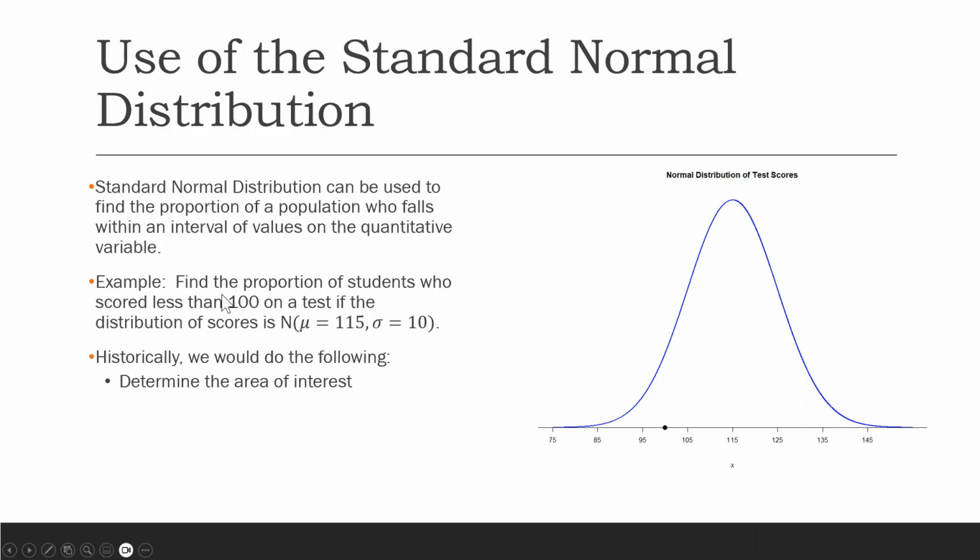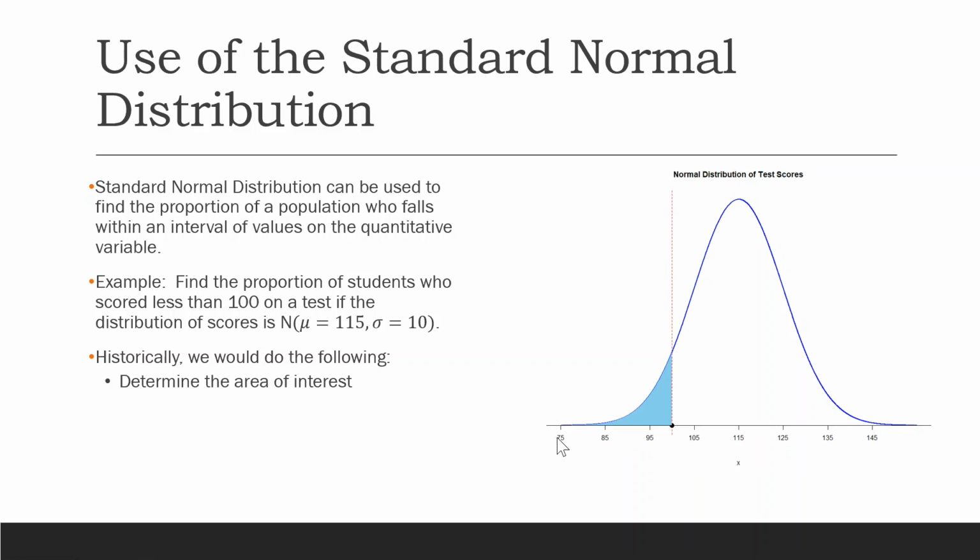Now, I want to find the proportion of students who score less than 100. Notice I have a point plotted here at 100. If I want to find the proportion who score less than 100, I've got to find the area under the curve for values of 100 or less. I'm going to shade that in this diagram here. This is the area that I want to find. That's the first thing that we usually do when we want to answer this question.